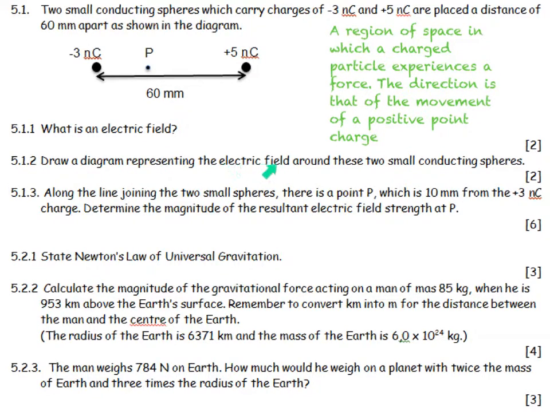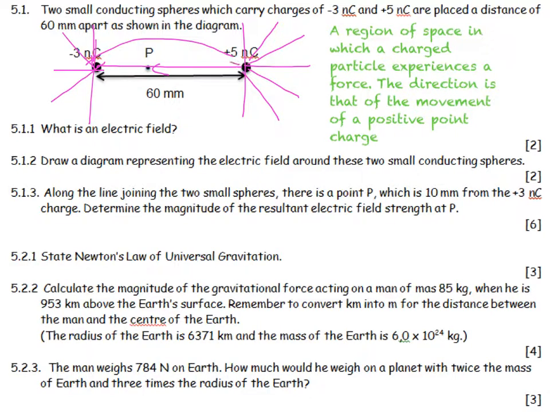Draw a diagram representing the electric field around these two small conducting spheres. Now, the first thing is that both of them have a bit of a spherical nature. Okay, so we're going to go like that. We're going to go like that. This one's 5 coulombs, so I'm going to make it a little bit more dense than the 3 nanocoulomb one. And then between the two there is a link, and it goes from positive towards negative.